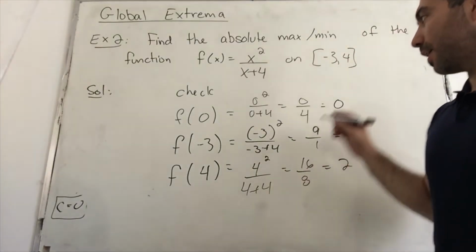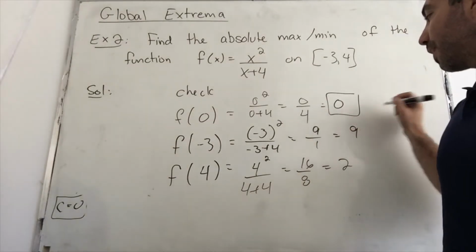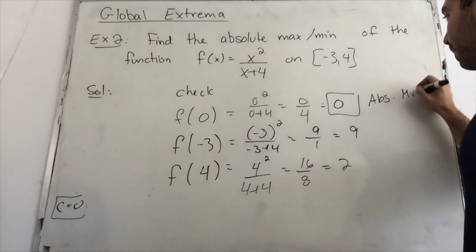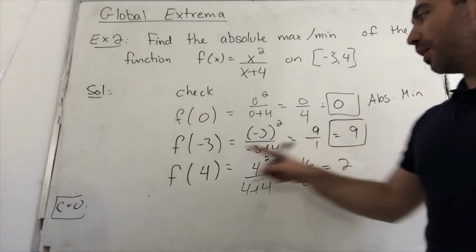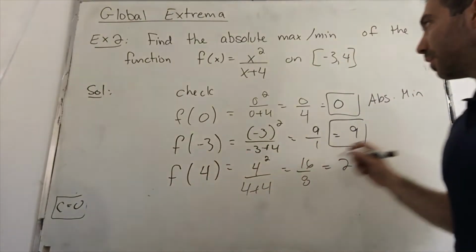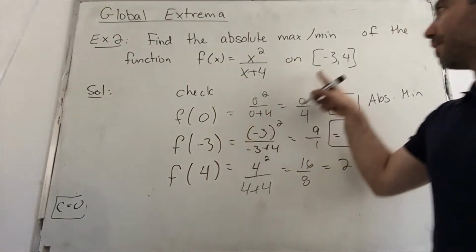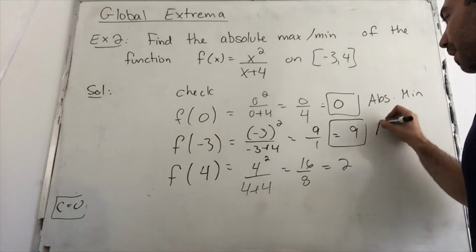So this means that at 0, the y value of 0 is the absolute min. And at 9, at the critical point, negative 3, sorry, the critical point 0 was an absolute min, and the endpoint, negative 3, gave us an absolute max.